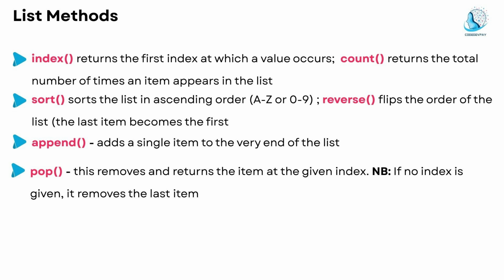We also have the append, which adds a single item to the end of a list. We have the pop method. This is used to remove an item or element from a list given its index. In case you are using the pop and you don't specify the index, it is going to remove the last item or element. Let's take a look at some of the examples.